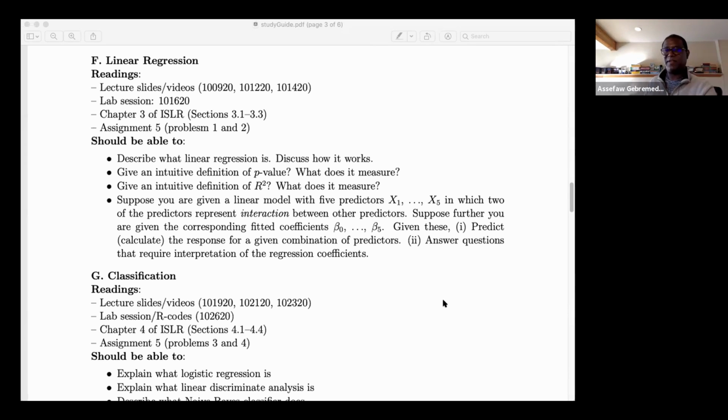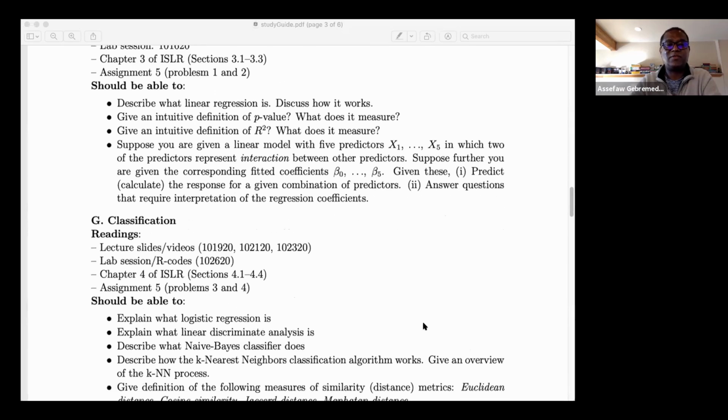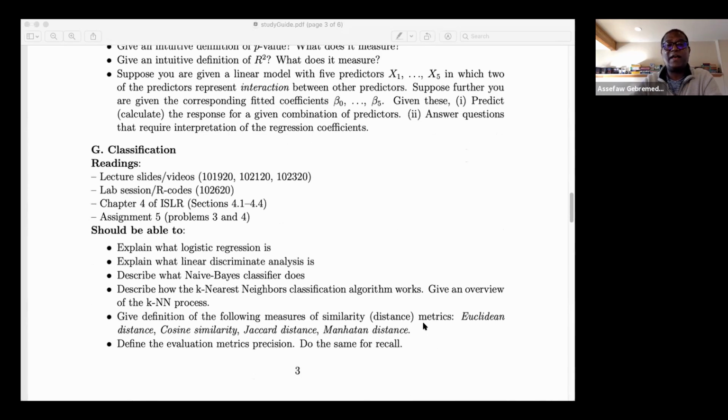Here's one example. Somebody could ask me this way. So that's the level of preparation I would expect from you from this linear regression reading and discussions we have had. And then we spent even more lectures on classification methods.